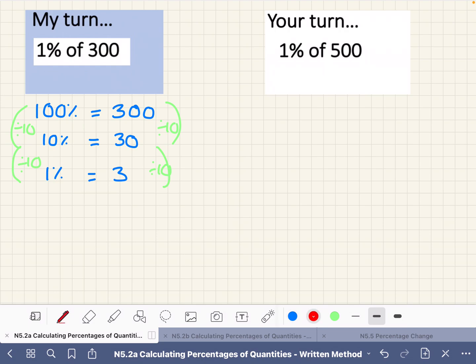Now some of you may spot we could do it in one go, because 10 divided by 10 is the same as doing a one step divide by 100. Okay, and it'd be the same for that side. Either or is absolutely fine. Press pause while you try this question.